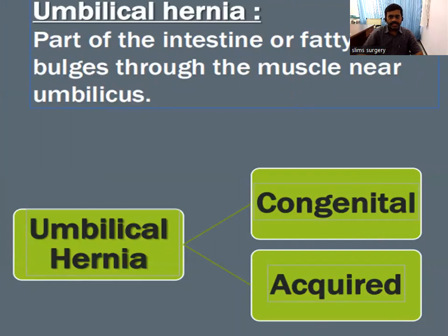In umbilical hernia, as I told you, it can be congenital or acquired. Part of the intestine or fatty tissue bulges through the muscles in the region of the umbilicus. This is an umbilical hernia. So some structures will come out and go into the umbilical region. It's common in the pediatric age group in case of congenital hernia, and in adults, it can occur as an acquired type of hernia. So we'll see both the types of hernia now.